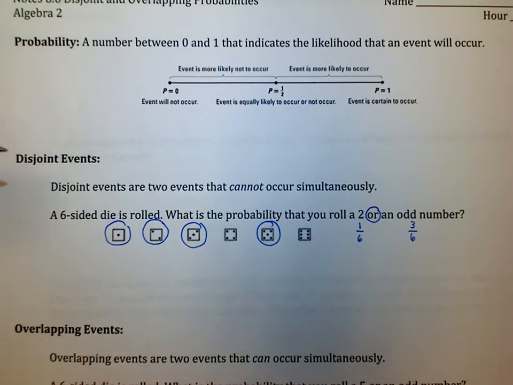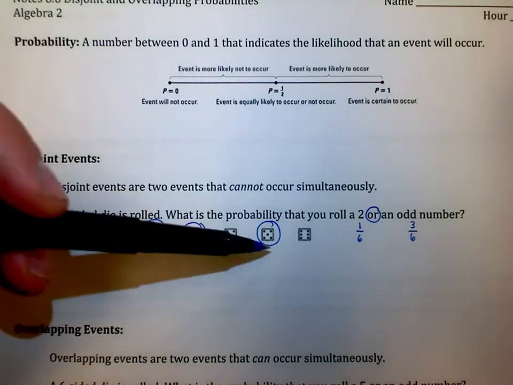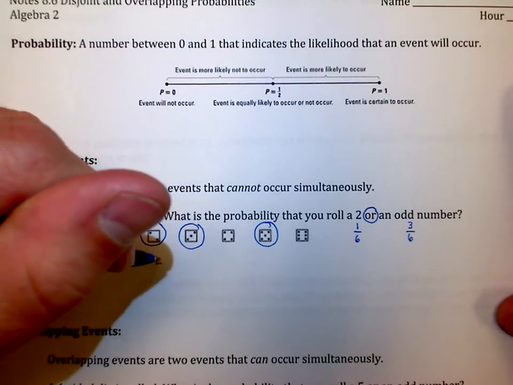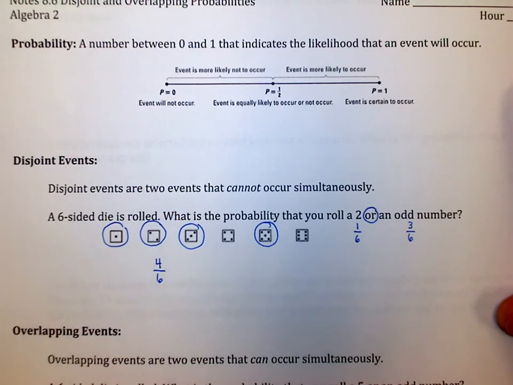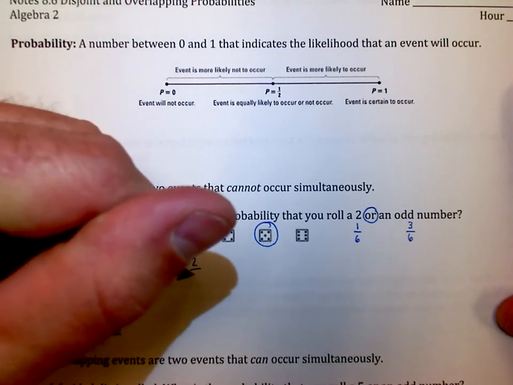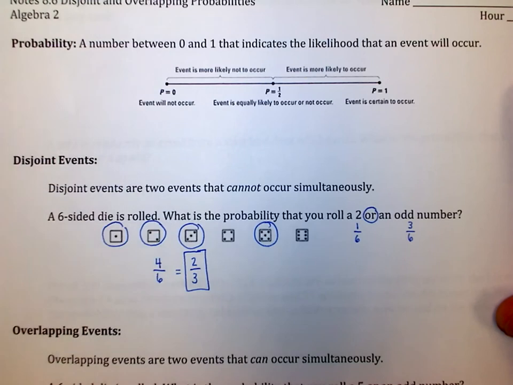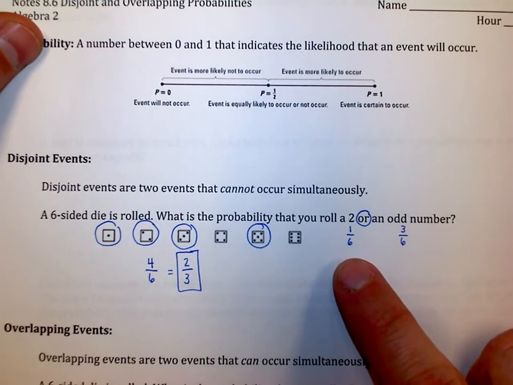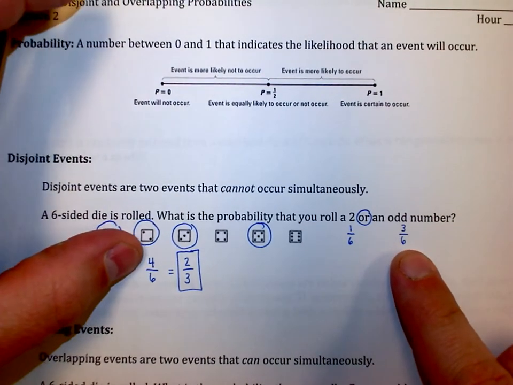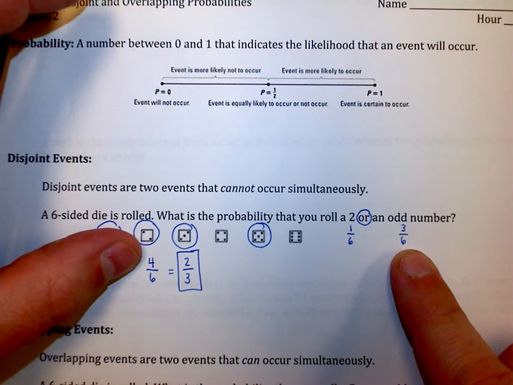I take a step back after I look at all of the options. If I rolled a 2, I'm happy. If I rolled an odd number, I'm happy. That looks like 4 out of the 6 choices would make me happy, right? The probability would be 4 out of 6, which we would reduce to 2 out of 3. And so notice, how did I combine the 1/6 and the 3/6 in order to get 4/6? I just added them, right?